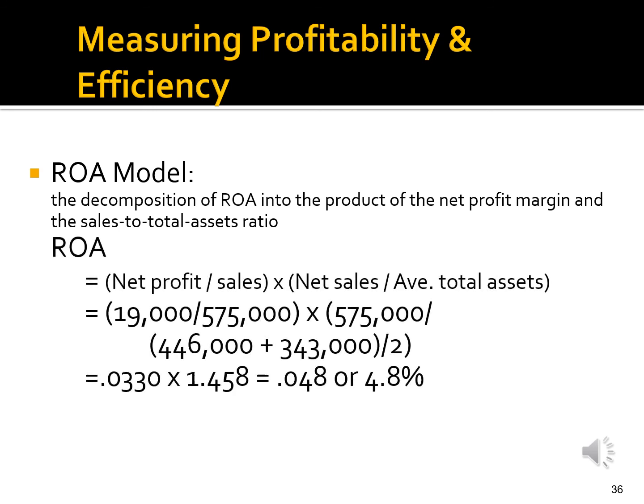The other measure of ROA is known as the ROA model. It is the decomposition of ROA into the product of the net profit margin and the sales to total asset ratio. So I think it's about the same, but the formula is quite different, which is net profit divided by sales times net sales divided by average total asset.